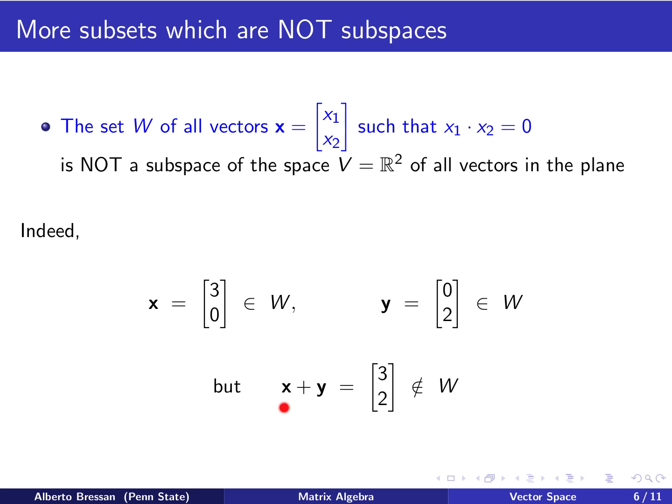What about x plus y? If I add these two up, I will get (3, 2). And then 3 times 2 is not 0. And this is not in my subset W. And therefore, the W is not a vector space.